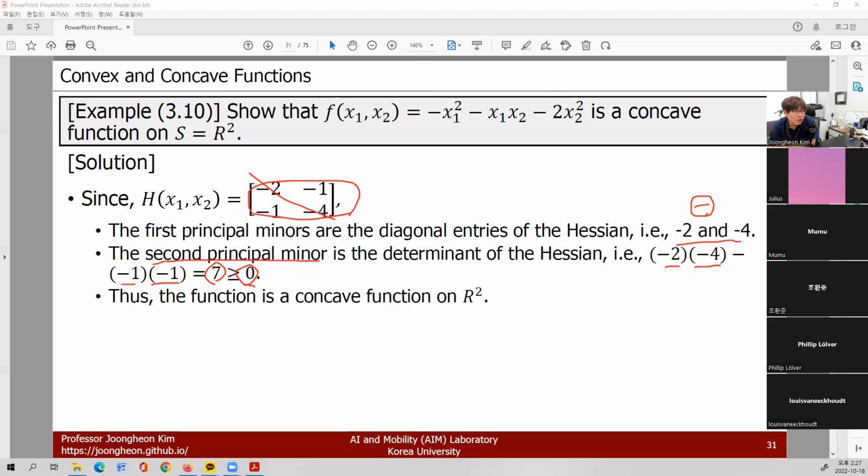And then now you confirm that your first principal minors are all negative. Your second principal minors are all positive. I told you that your first principal minors are all negative. Your second principal minors are all positive. Then this is concave, right? That's why you prove this one, okay? Now let's go to the next example.